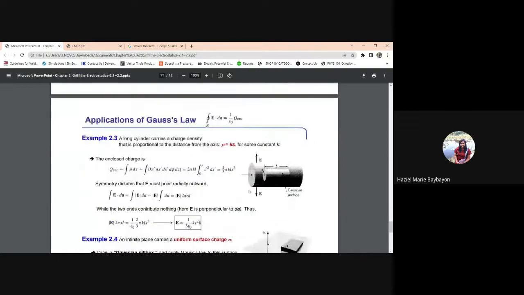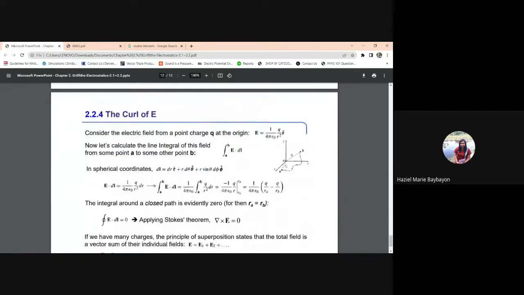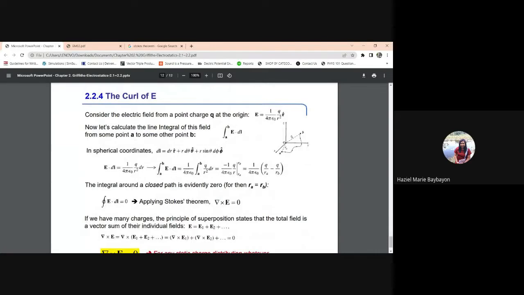All right. So now let us continue with the curl of the electric field. So what is the meaning of the curl of the electric field? Now consider the electric field from a point charge Q at the origin. Okay, so the electric field of a point charge is just equal to this one. You learned this already in Physics 42. So E is equal to 1 over 4 pi epsilon naught Q over r squared r hat.